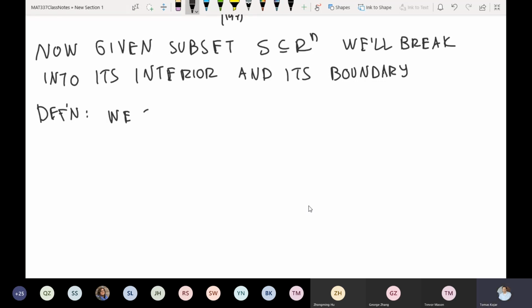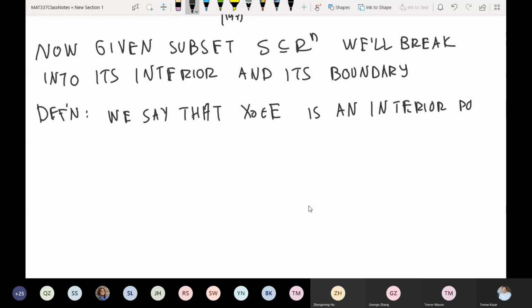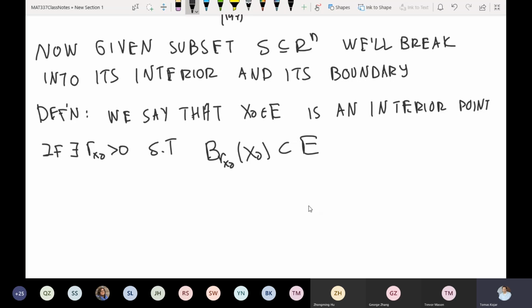All right, so we say that x naught in E is an interior point if you can find some radius R such that the ball B_R(x naught), centered at x naught, is fully contained in E. So the picture is this is E, and this is x naught, and you manage to find the ball fully contained in E. Okay.